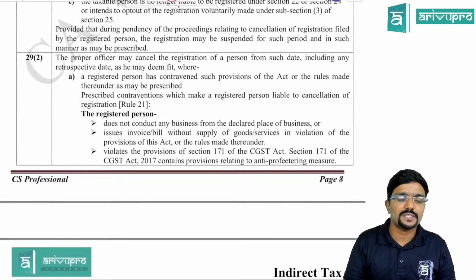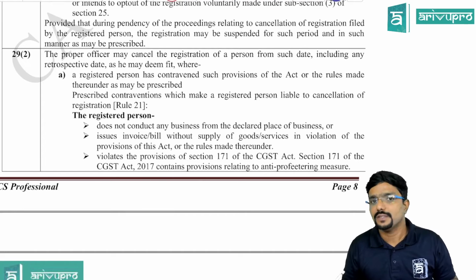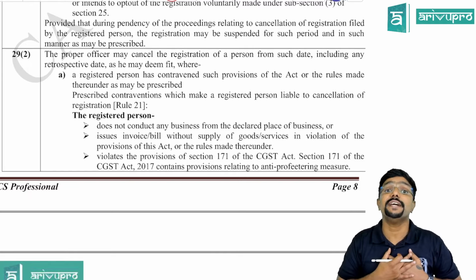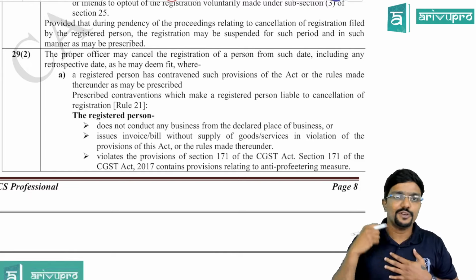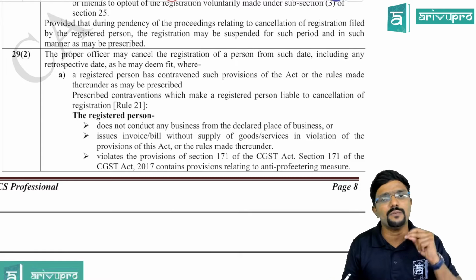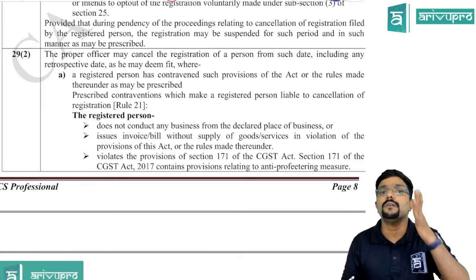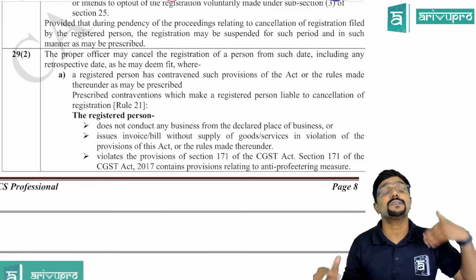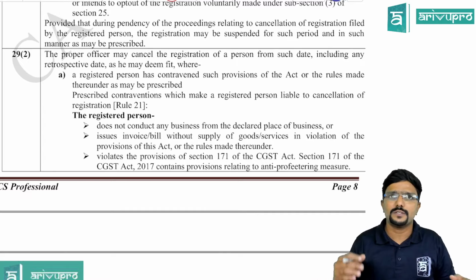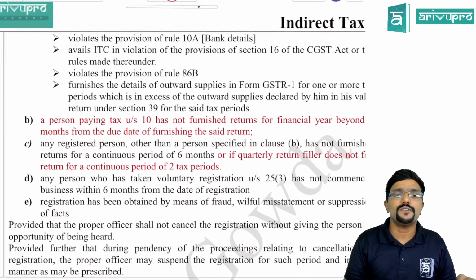Or else, as per subsection 2, if a registered person has violated any provisions of the GST Act or rules, then the proper officer will have a right to cancel the registration. But before cancelling the registration, he will serve the notice to the registered person, wait for his reply, and only then will he take the final call. But in the following cases, the proper officer will have a right to cancel the registration of a registered person on his own will. Okay, so under section 29 subsection 2, there are various grounds when the proper officer can cancel the registration.